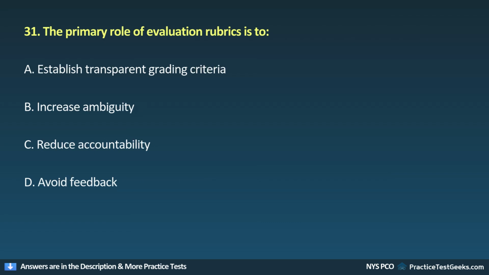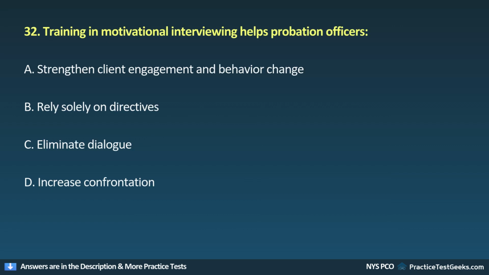31. The primary role of evaluation rubrics is to: A. Establish transparent grading criteria. B. Increase ambiguity. C. Reduce accountability. D. Avoid feedback.